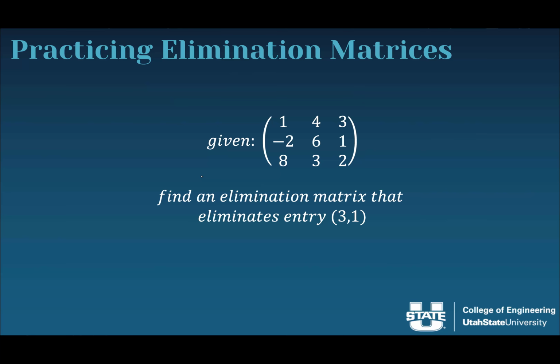Somewhat? Yeah, more or less. So the question says, given this matrix, find a matrix that will eliminate the entry 3, 1. So that's row 3, column 1 right there. I've got it set up here, and we want to eliminate this.